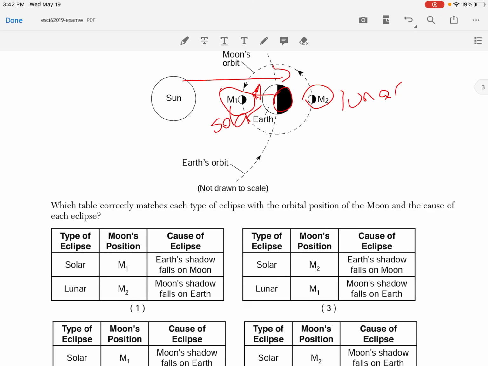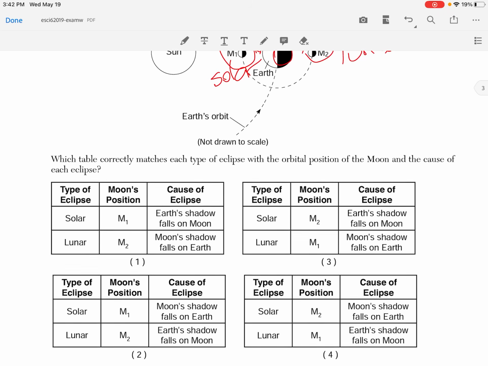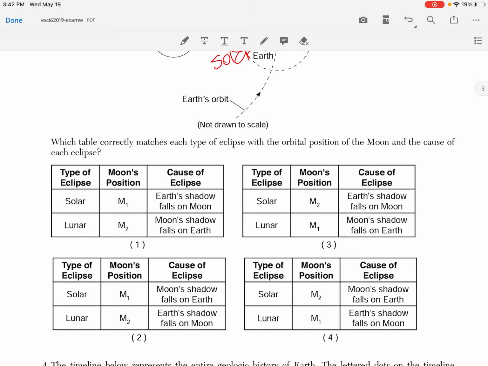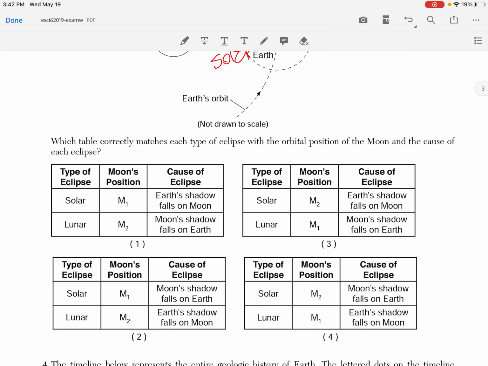If we look at all our choices here, we can see that the M1 position has to be a solar eclipse, which means we automatically get rid of answers 3 and 4, because that shows the opposite. And so we want either number 1 or number 2. And if you look at the causes of the eclipse, remember, a solar eclipse is when the Moon's in the way of the Sun. And so the Moon's shadow is going to fall onto the Earth. And you might be in that shadow or not in that shadow. It's a very narrow band. And therefore, the answer to this question is number 2.